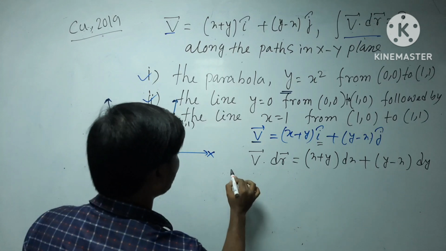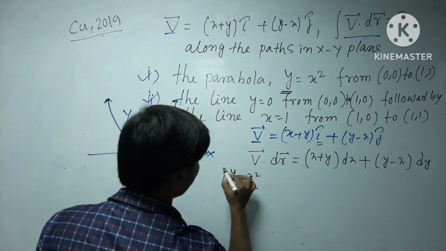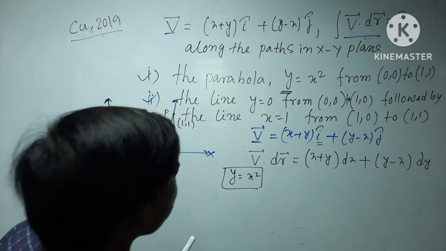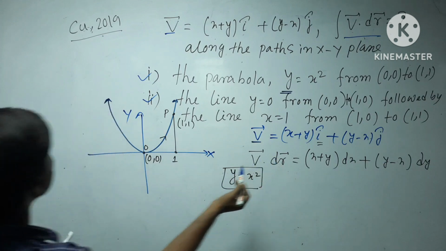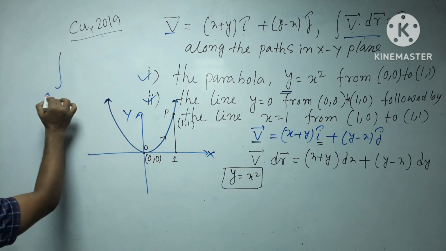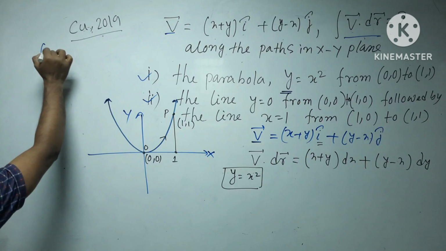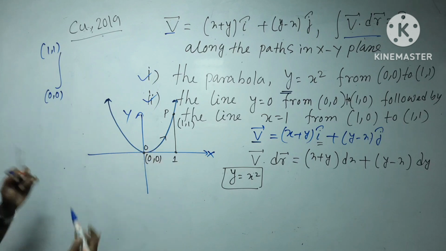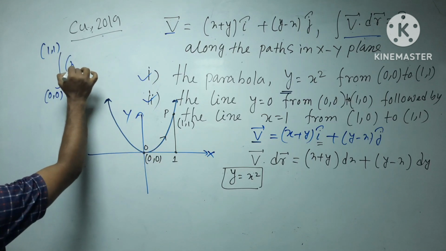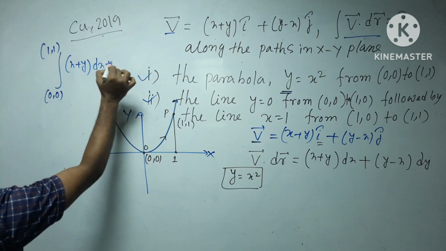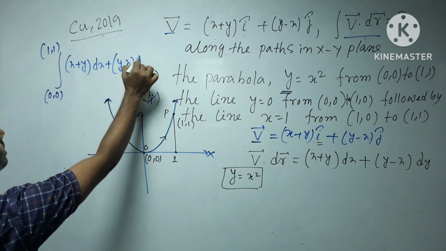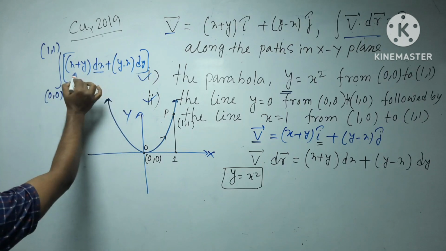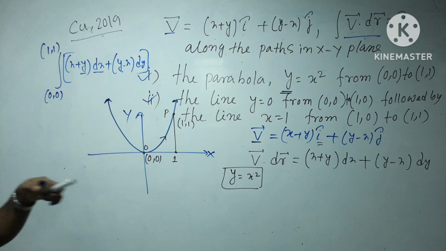Right? Okay. Now the path is given here, y is equal to x square. So this is the parabolic path. So the integration becomes, integration from 0 0 to 1 1. This is the line integration from 0 0 to 1 1 in 2 dimensions. It is (x plus y) dx plus (y minus x) dy. Right? Dekho, there is a mixture form; dx, dy, x, y, all are in mixed form.